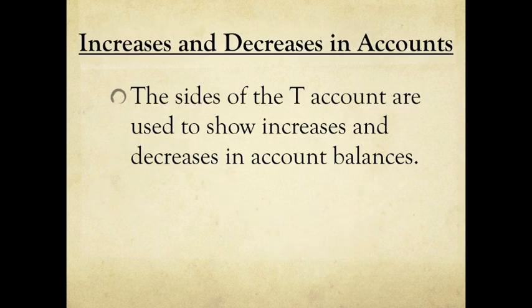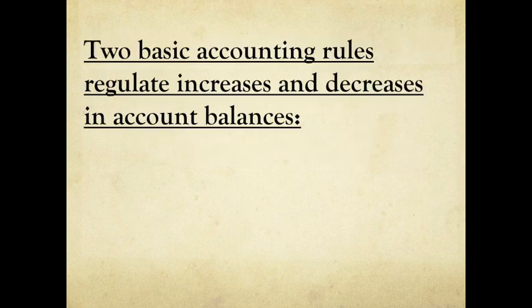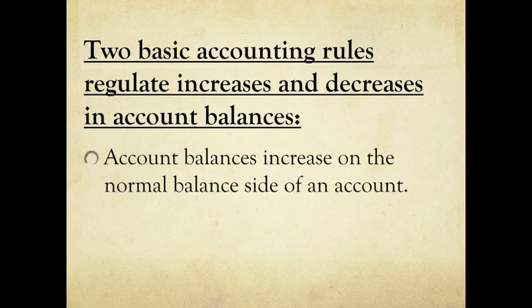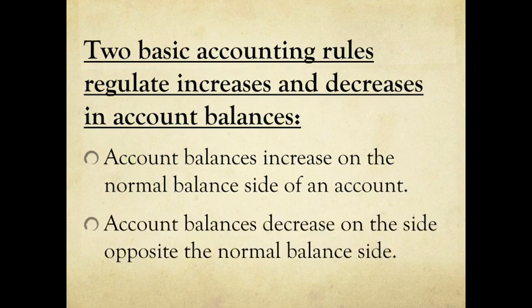The sides of the T accounts are used to show increases and decreases in account balances. Two accounting rules regulate the increases and decreases of an account balance. The account balance increases on the normal balance side of an account, and the account balance decreases on the opposite of the normal balance side.